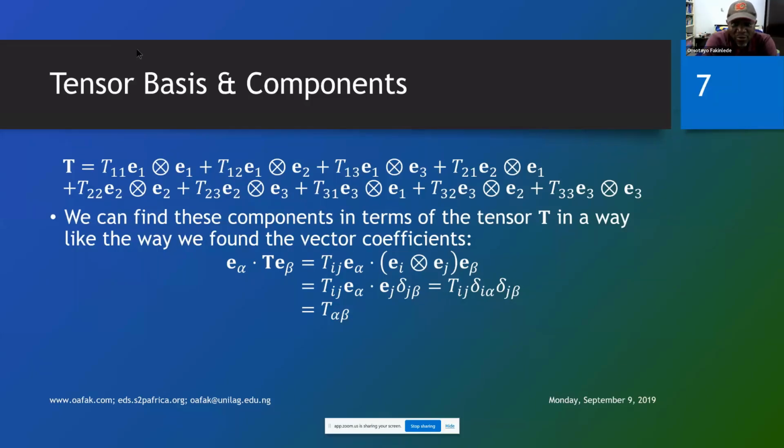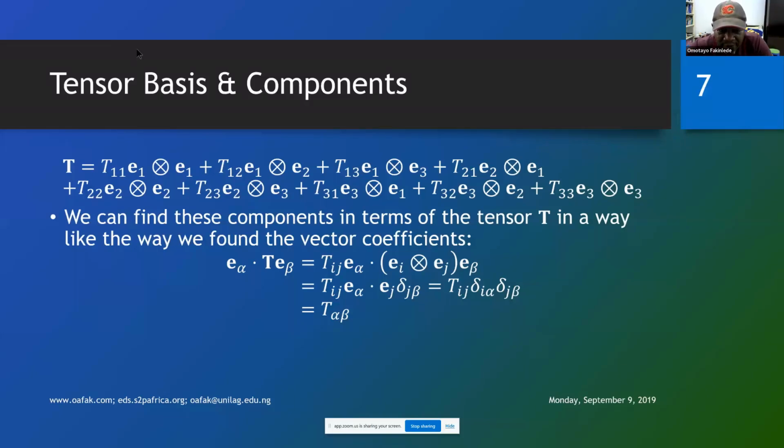You remember that when we are talking about vectors, we have three unknowns to find. In the case of tensors, we have 9 unknowns to find, and it is easy to find these 9 unknowns just the same way we found them for the vectors. So what you are going to do is look at this product, E alpha dot T E beta. If you say E alpha dot T E beta is written as Tij.